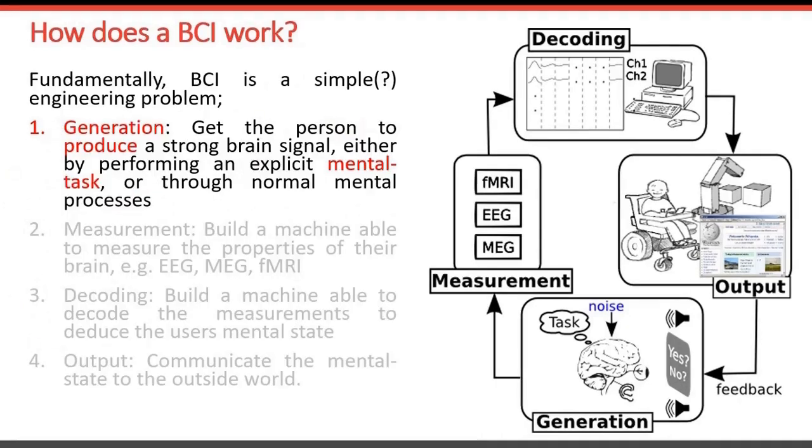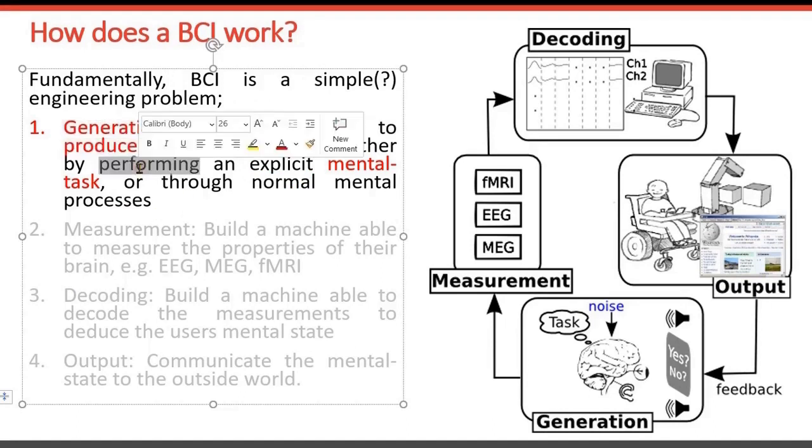Let's again talk about the generation details. Generation means getting the person to produce a strong brain signal, either by performing an explicit mental task or through a normal mental process.